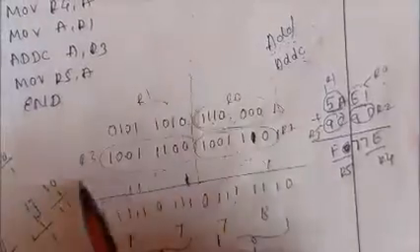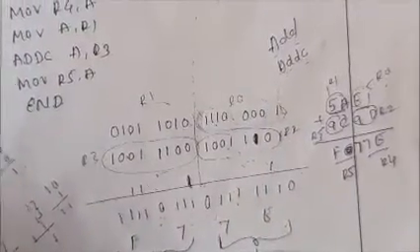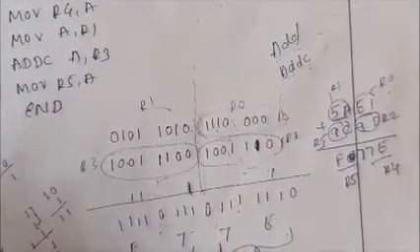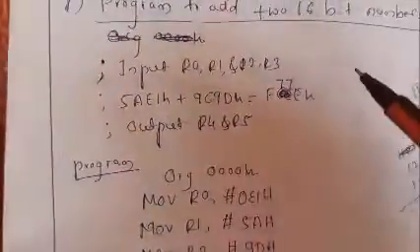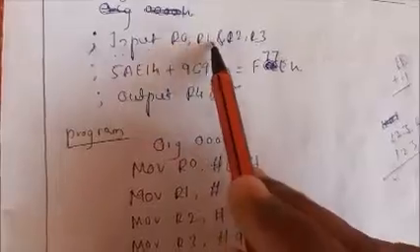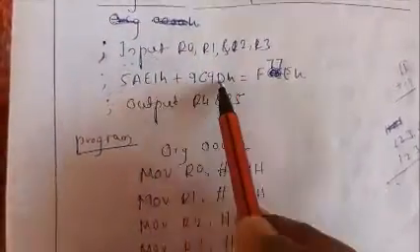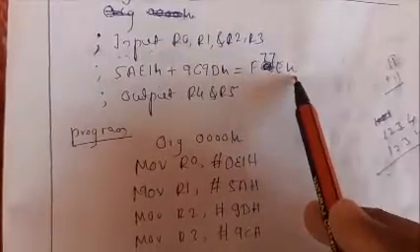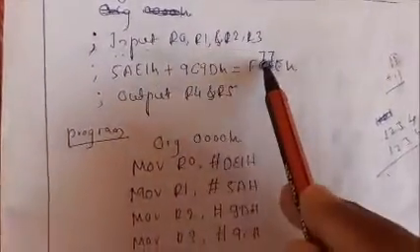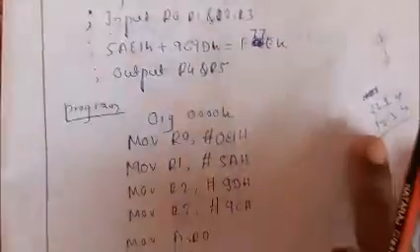Is it clear? So once you understand this mathematical calculation and how to store, your program becomes very, very easy. I will just explain how to write the program. Here I have written it just for your understanding. I will take input registers R0, R1 and R2, R3. Here I took two numbers. Result is F77E. To store the output, I will take two registers, R4 and R5.